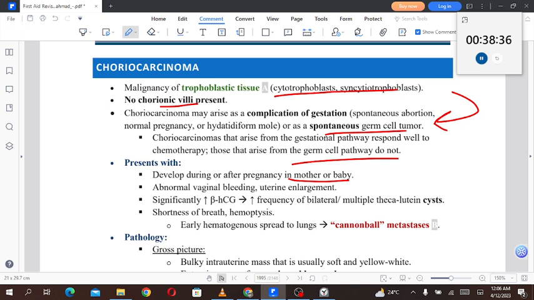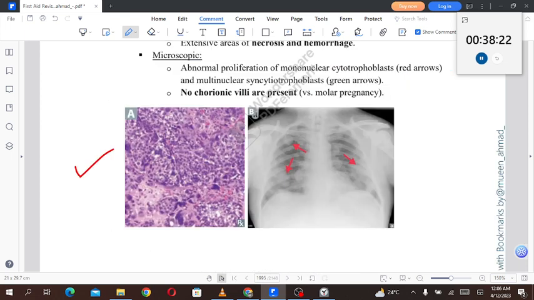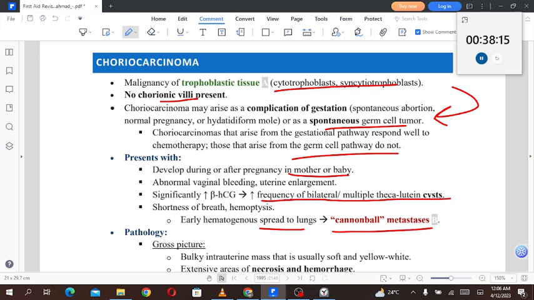Abnormal vaginal bleeding and uterine enlargement will be seen. Significantly increased beta HCG levels. Increased frequency of bilateral multiple theca lutein cysts. Shortness of breath and hemoptysis. Early hematogenous spread to the lungs, and cannonball metastasis can also be seen. So here you can see, and this is a very beautiful picture. These are the cannonball metastases which can be seen in the case of choriocarcinoma.